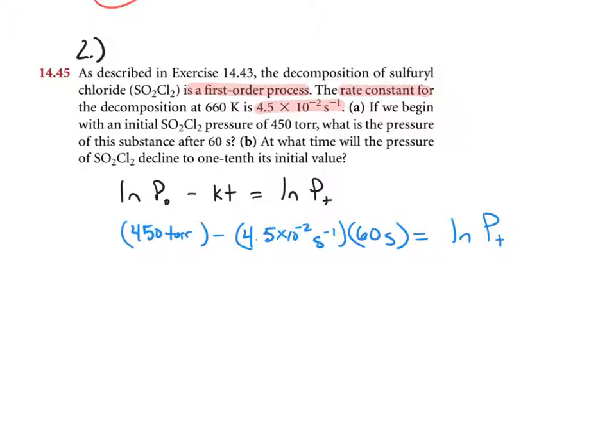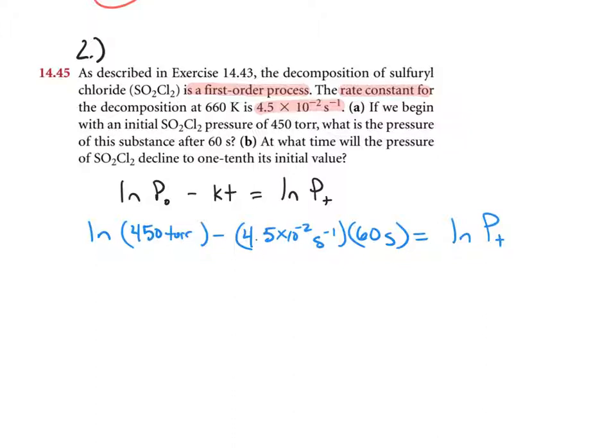So I took the 450 as the initial pressure, put that here. Oh, forgot that I have to take natural log of that. So that's a key thing. People often forget to do that. I have to take the natural log of the initial pressure and subtract it from 4.5 times 10 to the negative second times 60, and set that equal to the natural log of pressure at time t, or just call that natural log of x if you want.